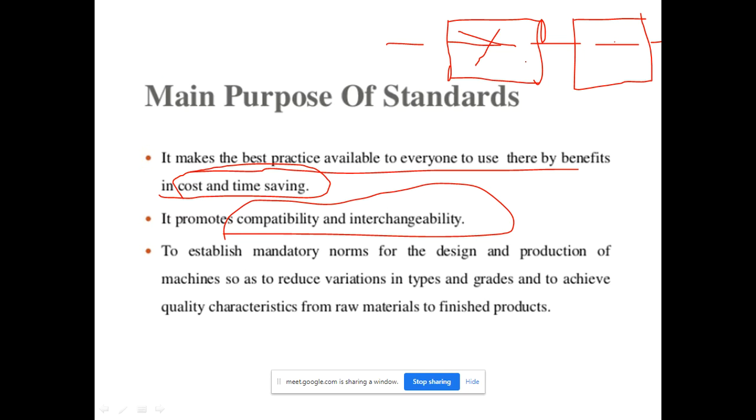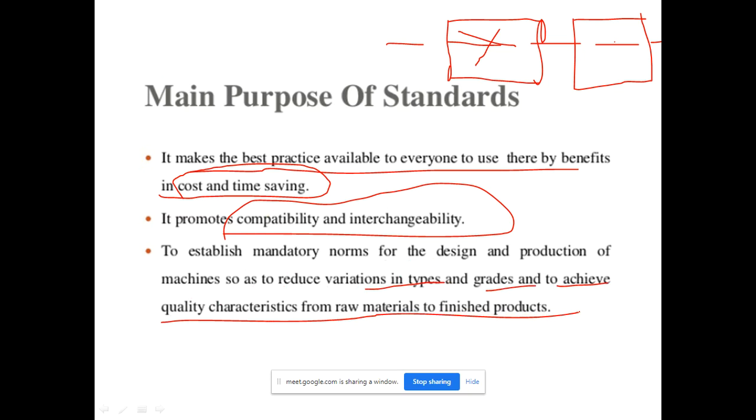Okay, so mass production, whereas in industry, any factory where similar articles are manufactured on a huge scale, in that mass production concept we generally use the term interchangeability. Okay, next, come to establish the mandatory norms for the design and production of machines so as to reduce the variations in all types, grades, and to achieve the quality characteristics from raw material to the finished product.